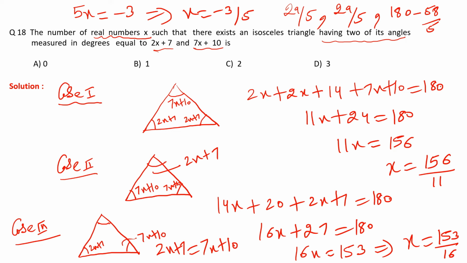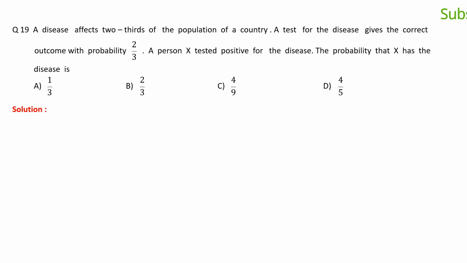So that means now we have three possible cases. That means three triangles are possible, and we are getting three different values of x. First was 156 upon 11, second was 153 upon 16, and third is minus 3 upon 5. So hence option D is the correct one. Now we move to the next question. Now this is the next question.